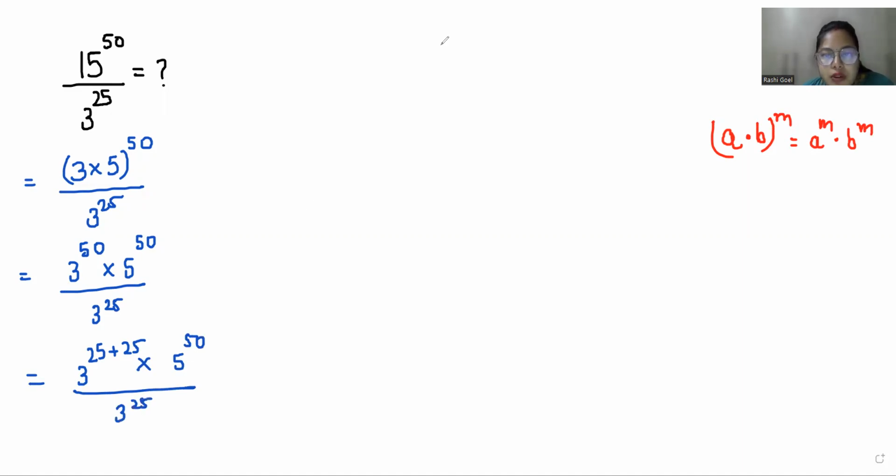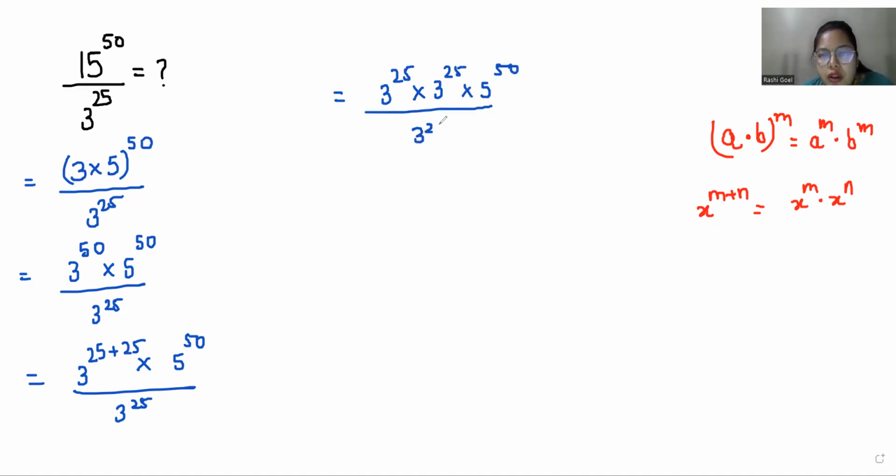Now another exponent rule, x power m plus n, we can write it as x power m times x power n. So it becomes 3 power 25 times 3 power 25 times 5 power 50 by 3 power 25. So we can cancel out this. So what is left? 3 power 25 times 5 power 50.